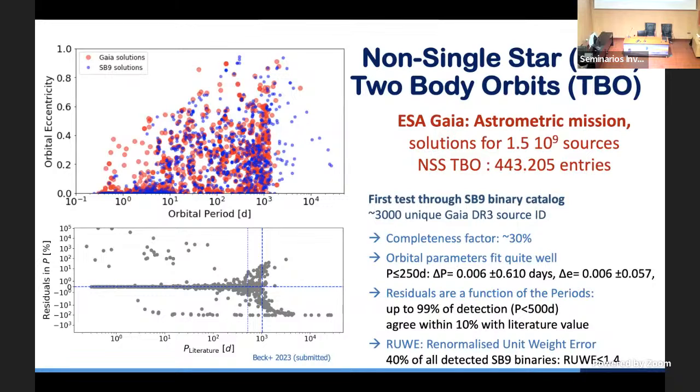And we found that up to 99% of all systems, as a function of time, agree within 10% of the literature value, which was pretty encouraging. And we also built a better understanding of the RUWE parameter, that this is not the unique decisive measurement, but one way of finding binaries. There are several other ways.